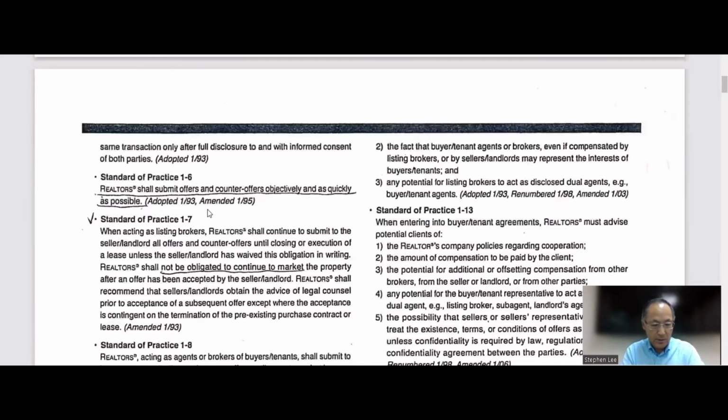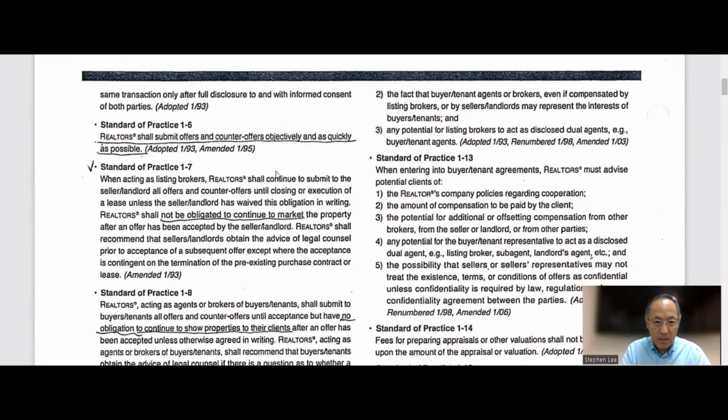Okay, practice 1-6 says realtors shall submit offers and counteroffers objectively and as quickly as possible. Often we have a question. I have a question from a new agent: how soon do we have to submit this offer to the owner, and how soon do we have to respond to the buyer? The Code of Ethics doesn't specify like 1 day, 2 days, or 24 hours, etc. But it says as quickly as possible.